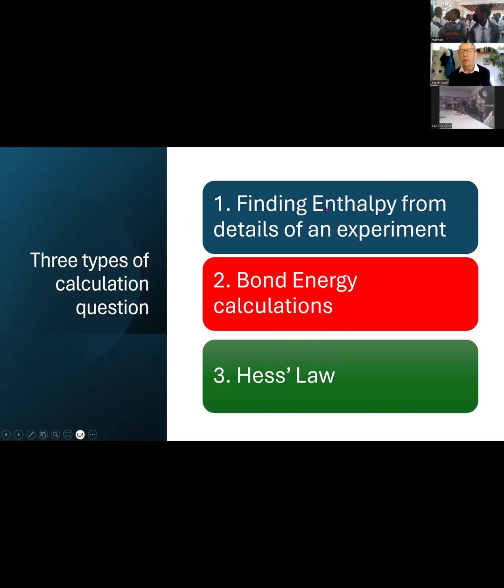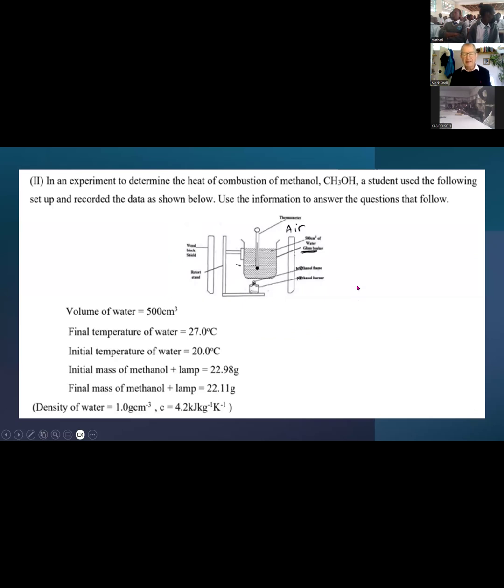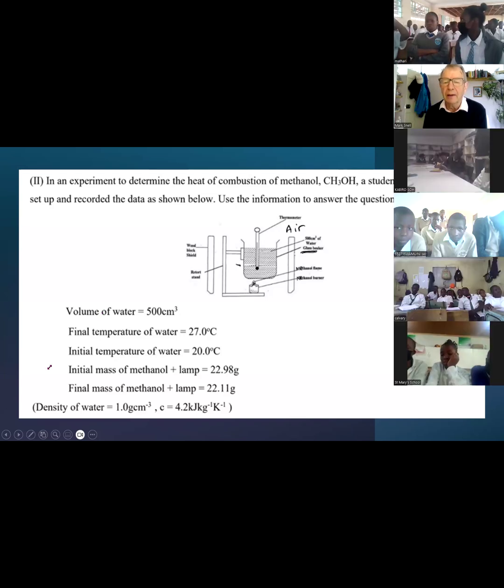So we're going to do finding enthalpy from the details of an experiment. Then we're going to look at bond energy. Then we're going to look at Hess's law. So here we go. This is the one which, if you were here last time, we looked at. You might get this on paper 3, where you have to do an experiment like this, trying to find the energy given out or taken in.